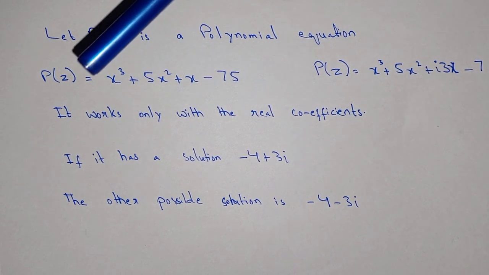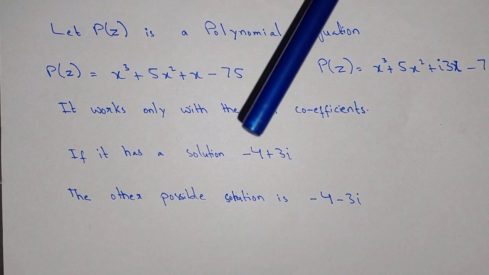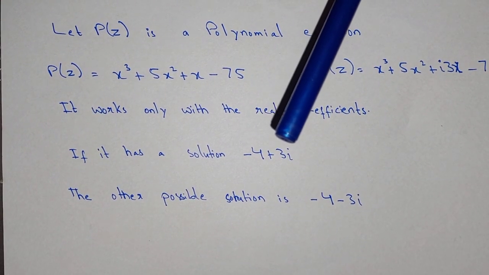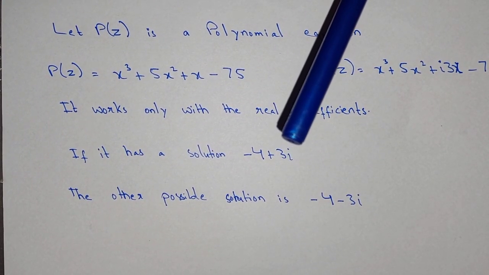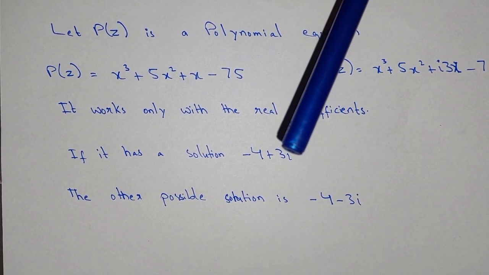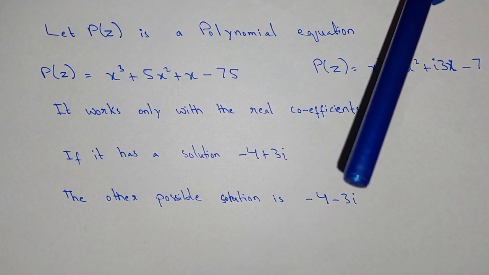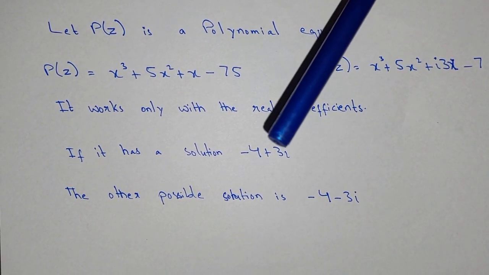Let's suppose this is the equation, and the solution of this equation is minus 4 plus 3i. So if this is one possible solution, then definitely the other possible solution will be minus 4 minus 3i, because this is the conjugate of this one.